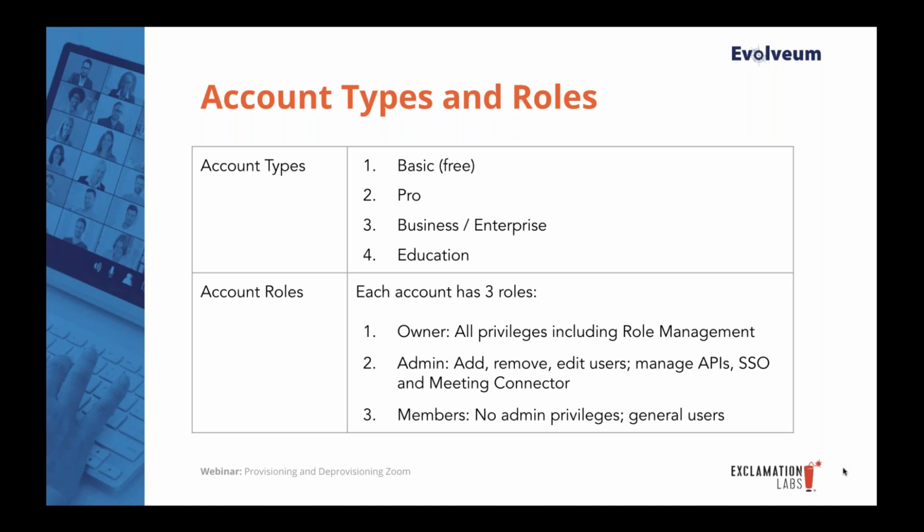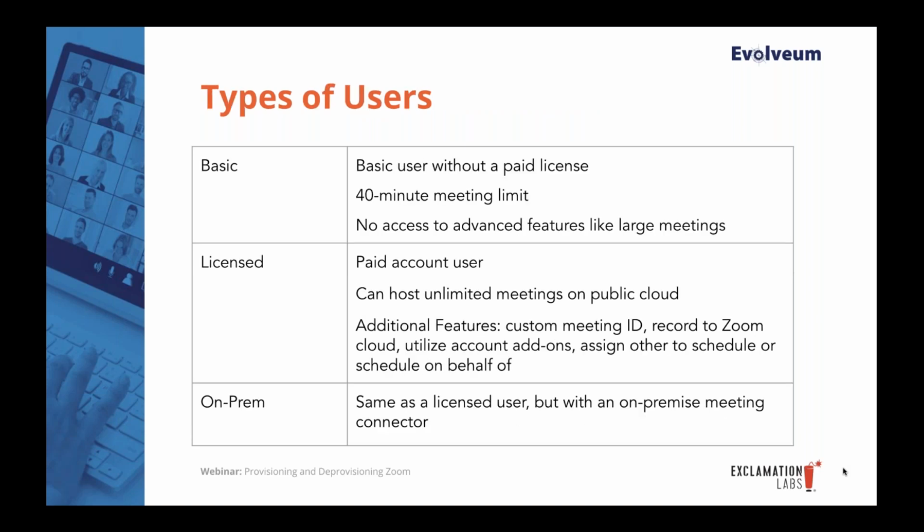So the next thing I would like to get into are the types of users. Again, we have those basic users, as we mentioned previously. Basic accounts have a 40-minute meeting limit. If they start the meeting, there's a 40-minute limit. If someone from a licensed account starts a meeting and a basic user joins, that limit does not apply. So this is for people that start meetings.